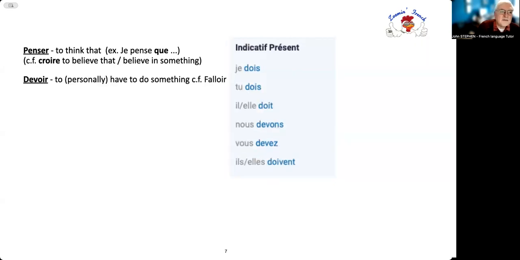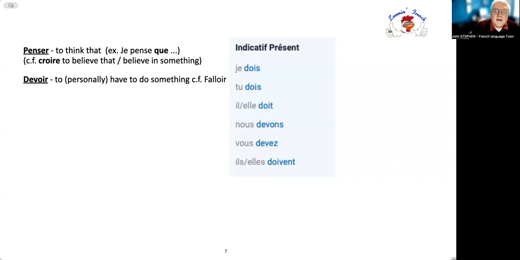Let's look at the verb devoir, a very, very important verb. This means to have to do something. And you'll notice I put it in brackets: to personally have to do something. So it's not a general "one has to do this, one should do that." It's more of a personal thing.